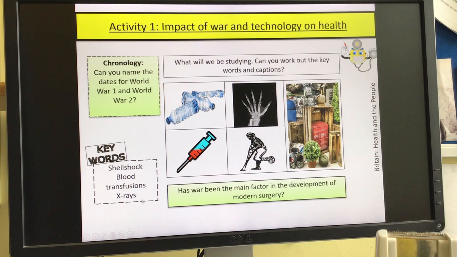And x-rays, we know what x-rays are. If you break a bone, there is this radiography, and you can have a picture taken of those bones to work out where the breaks are.